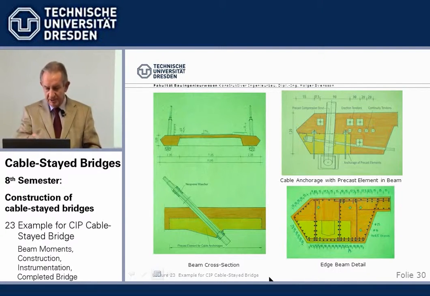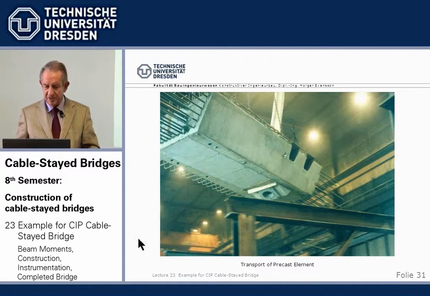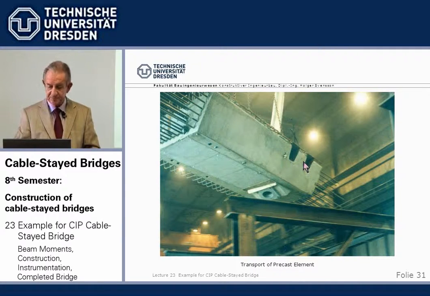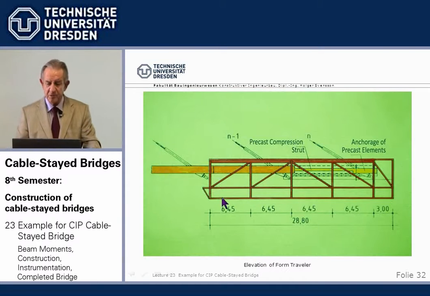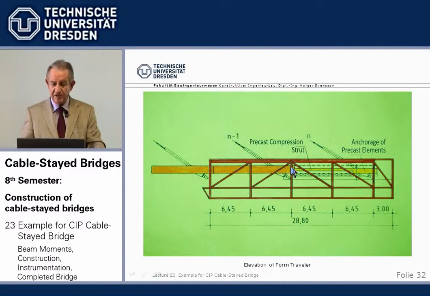Now, here we see such a precast element. Here will later be the stay cable anchor head coming through, and those are the pockets, the cutouts for the transverse post-tensioning. Here we have an elevation of the formwork traveler, the already completed beam, the new beam, the lower form. There we have the precast element, which we bolt to the lower form.